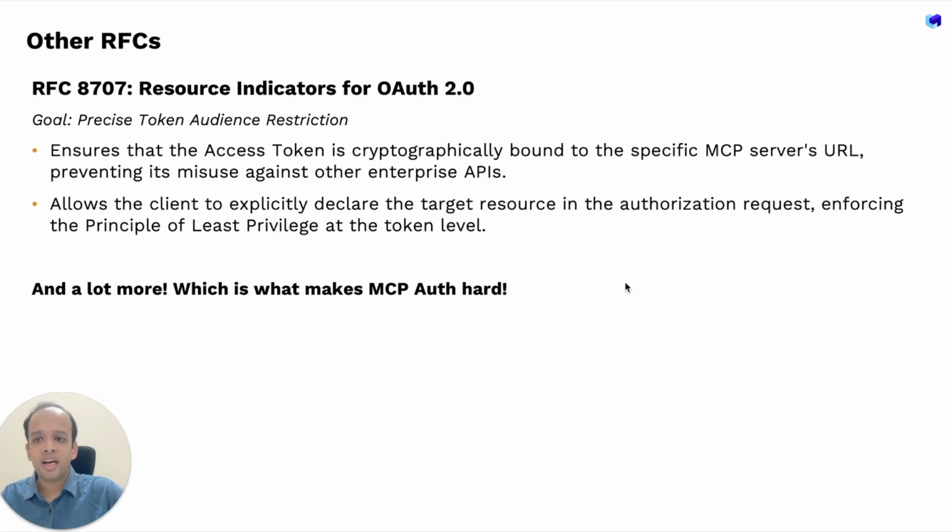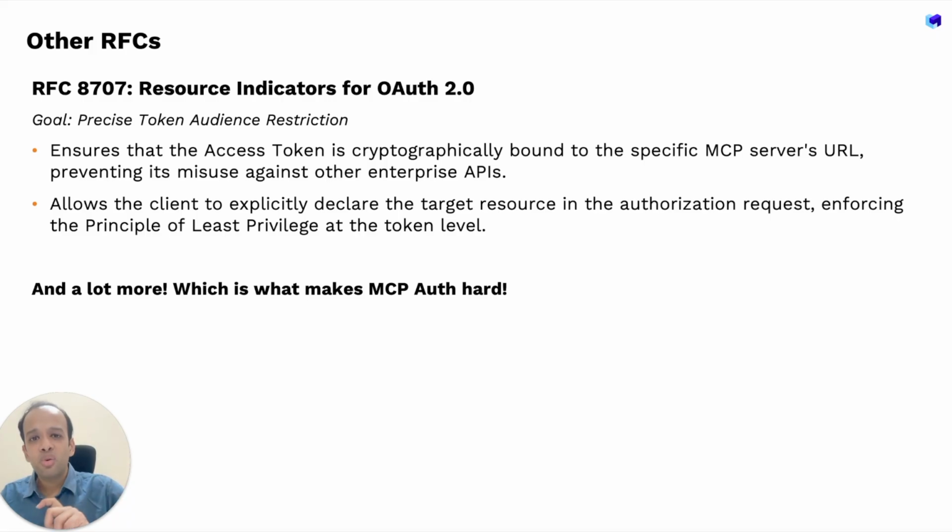There are a few other RFCs, and I'll cover just one more, which is Resource Indicators for OAuth 2.0. This is for precise token audience restriction, where the access token is cryptographically bound to the specific MCP server's URL. So there can be no malicious MCP server sitting in between the MCP client and the authentic MCP server, right?